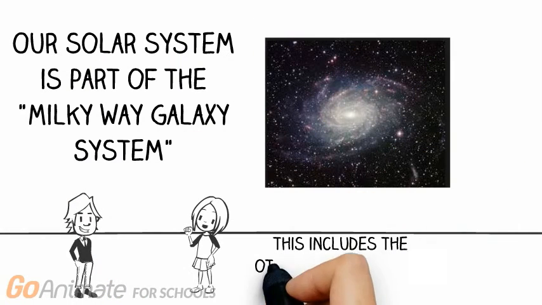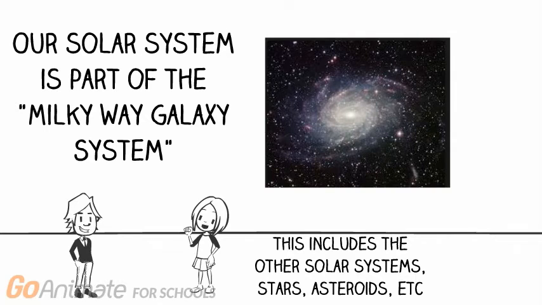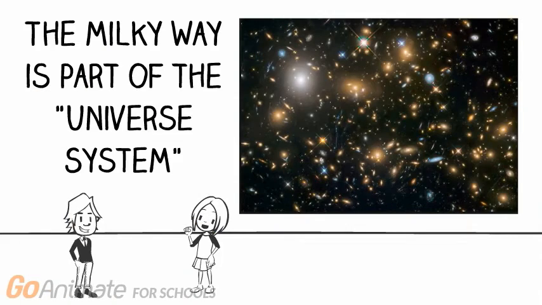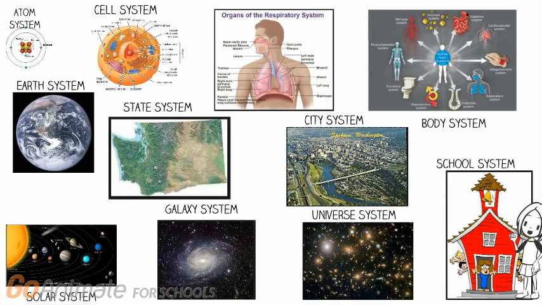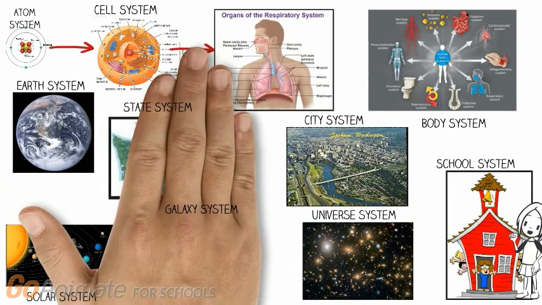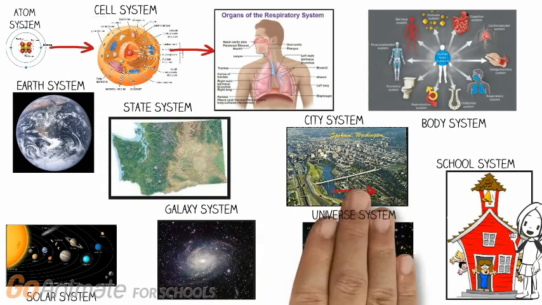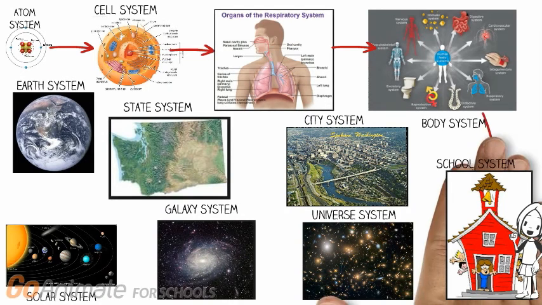Our solar system is part of the Milky Way galaxy system, with all of the other solar systems and stars. The Milky Way is a subsystem of the universe with all of the other galaxies. Each system is really just a subsystem of a larger system, starting with the atom being a subsystem of the cell being a subsystem of the respiratory system, and so on.